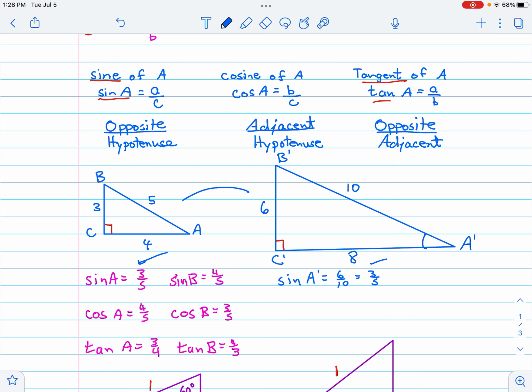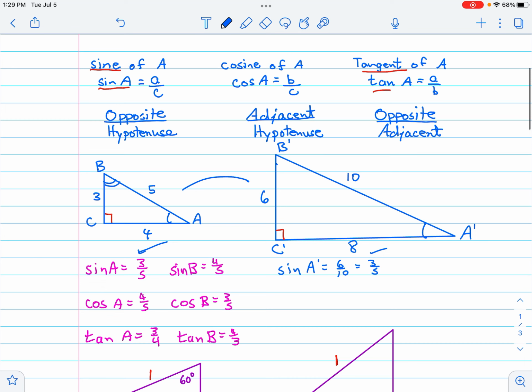The angle is the same. This angle here is congruent to this angle. This angle here is congruent to this angle. And of course, you've got your 90. So we've got the same angle. All we've done is made the sides different. But notice the trigonometric ratio is the same. A prime and A are congruent. All we've done is make the triangles different sizes, but the angles are still the same.